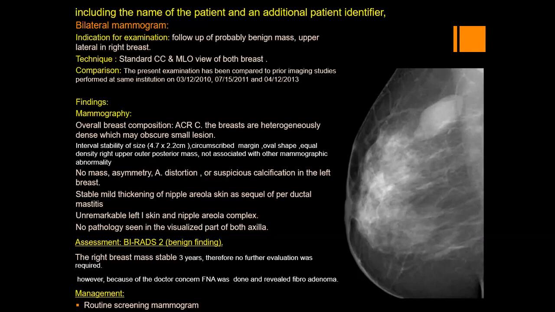So assessment category 2. Why is it 2? Because this is more or less stable for 3 years. This was a probably benign lesion on the first study and stable for 3 years, so it will be BI-RADS 2, benign finding. No further evaluation or further follow-up is required. However, because of the doctor's concern, FNA was performed and revealed a fibroadenoma. Management is routine screening mammogram. Okay.